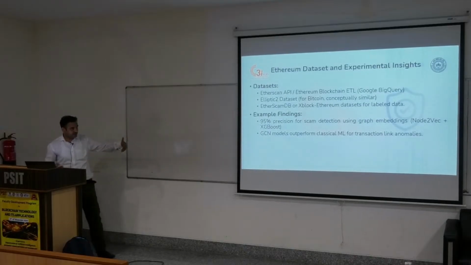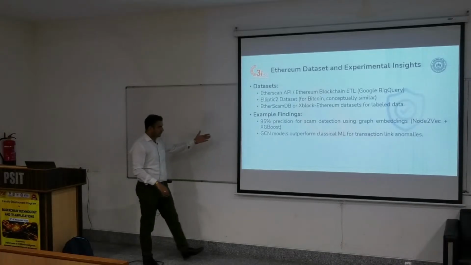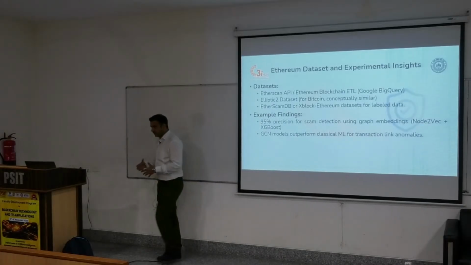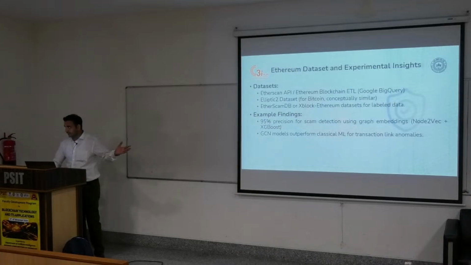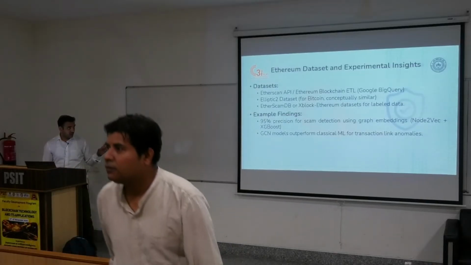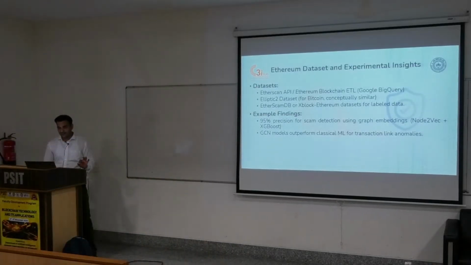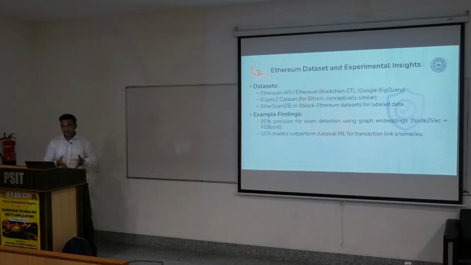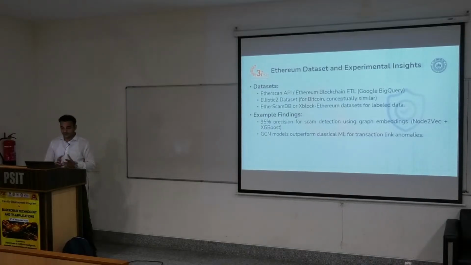I have mentioned the example findings because if you use this, at least you will be able to build some machine learning models with these kinds of accuracies, near what I would say is 95%. But please remember, here we will use graph-based embeddings. Many people also use XGBoost models, so I am not very specific.